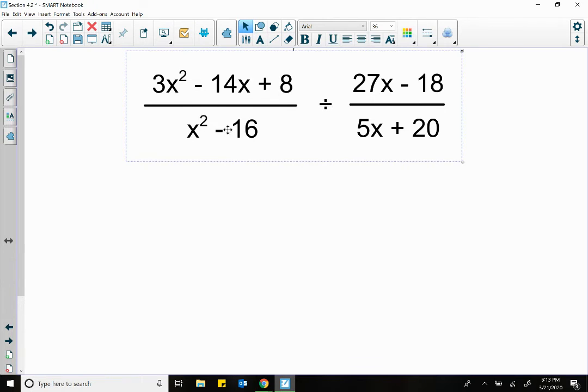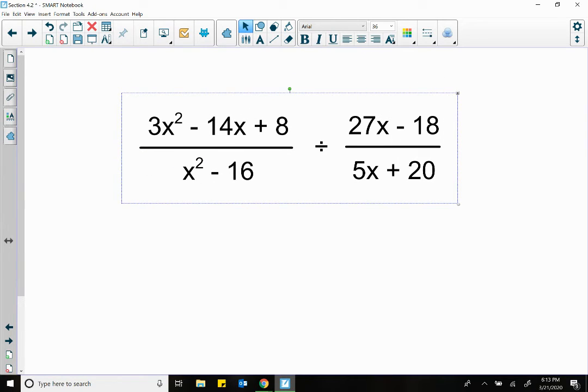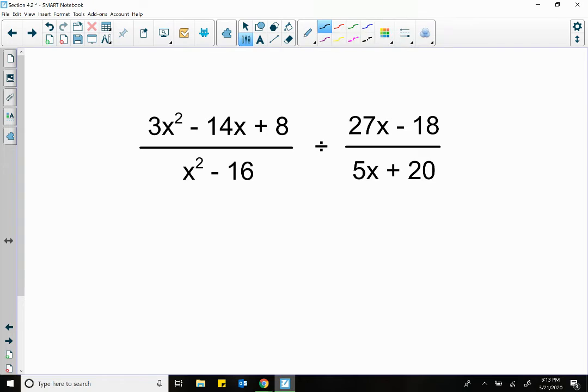So first things first, I'm going to get everybody factored. Okay? So this one right here is going to factor into 3x, x minus, and a minus, and that will be a 2 and a 4. So there's how that guy factors. Okay? So 3x minus 2 and an x minus 4.